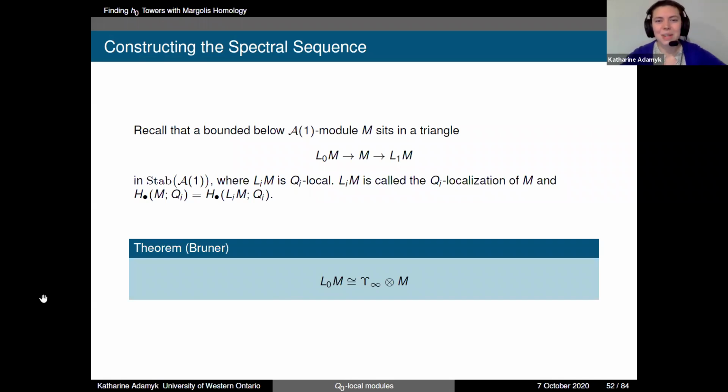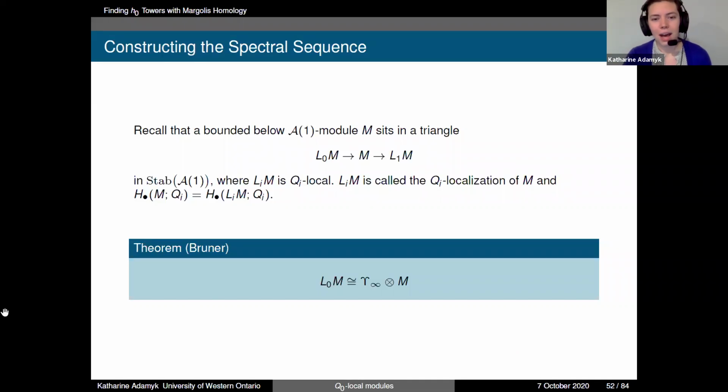So this is going to come back to that great theorem from Bob Bruner that says our module sits between a Q-naught local and a Q1 local module. This Q1 local module here is called the Q1 localization of M, and it has the same Q1 Margolis homology as M. Bob also shows that the Q-naught Margolis homology of M is the same as what I call the infinite Seagull tensored with M. He doesn't use quite the same notation, but we're talking about the same module.